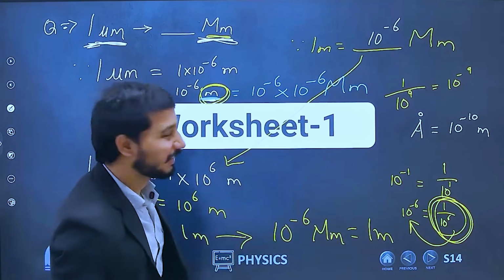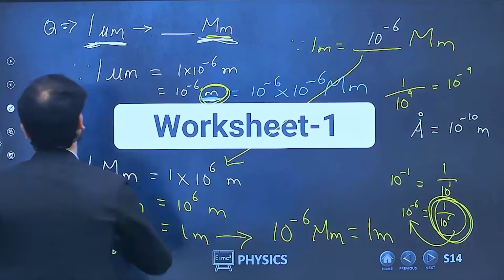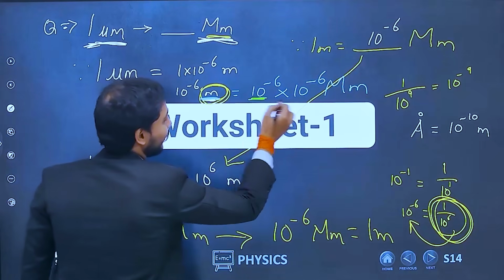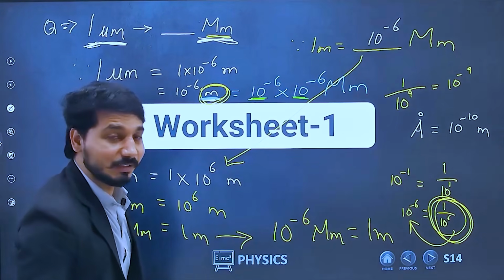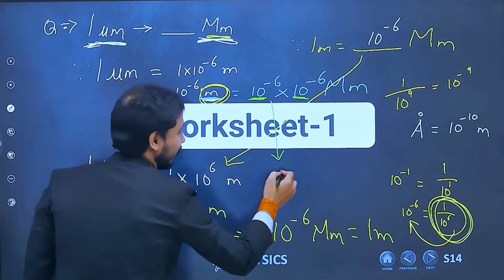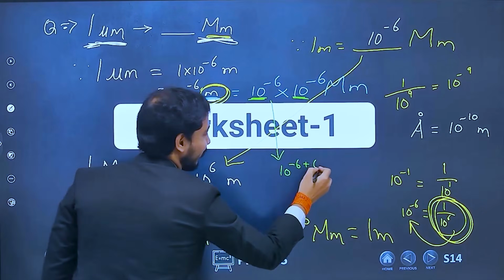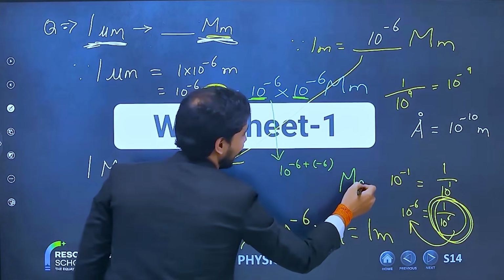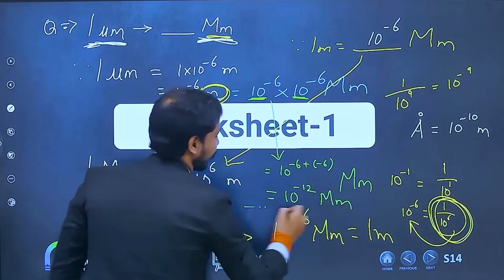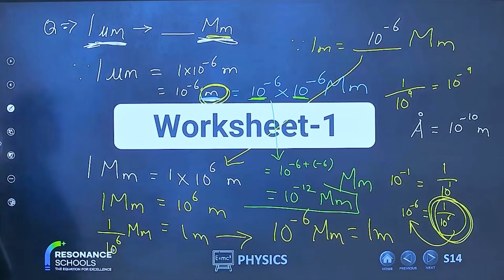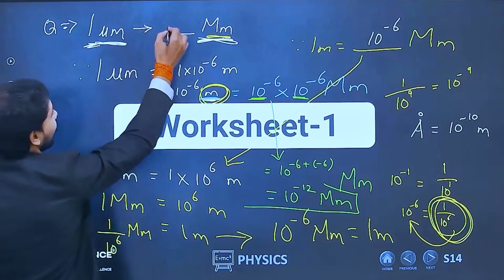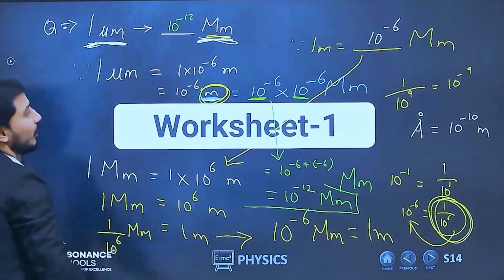Again maths. If the base is the same, we can add the powers. So 10 to the power minus 6 plus minus 6 megameter, which means 10 to the power minus 12 megameter. This is our required answer. So the answer is, in 1 micrometer, 10 to the power minus 12 megameter is there.